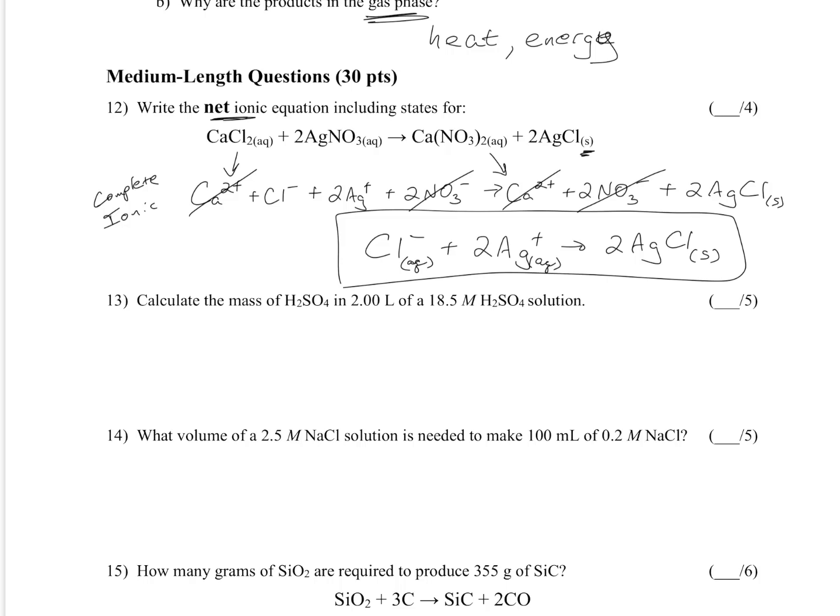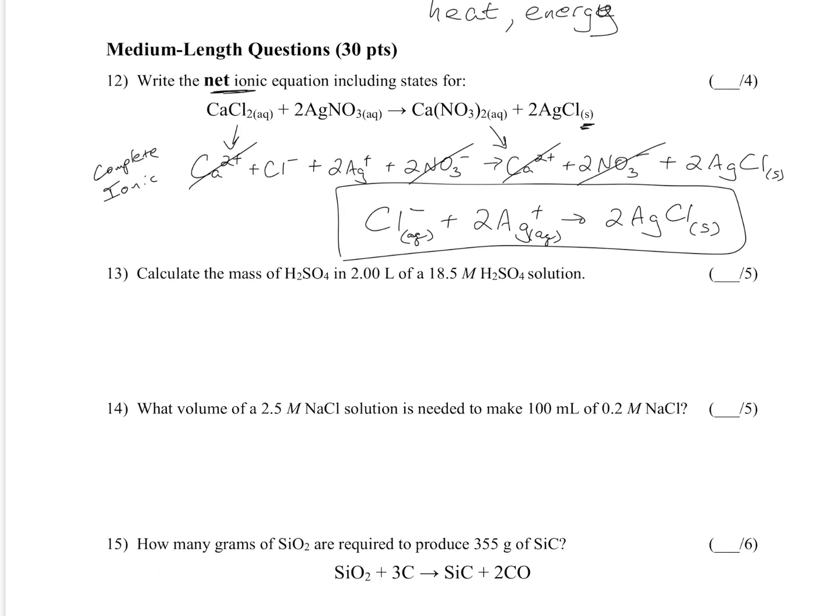Okay, moving on to some calculation problems. So we're asked to calculate the mass of H2SO4 in 2 liters of 18.5 molar H2SO4. So 18.5 molar means 18.5 moles per liter. So if I multiply this by 2 liters, I'm going to get 37.0 moles H2SO4. But I want mass. I want grams.